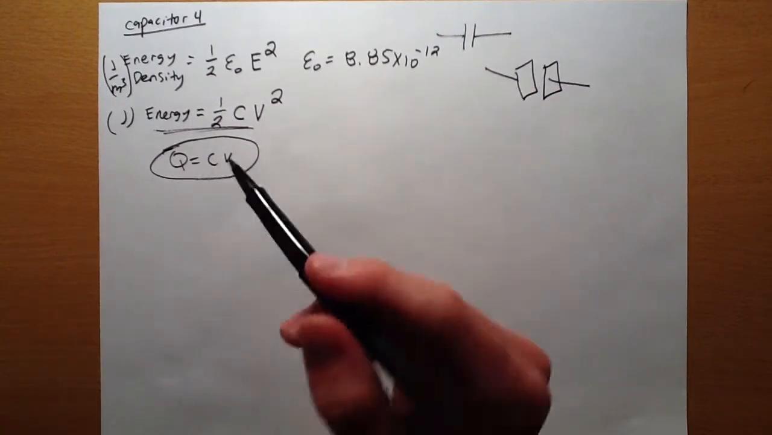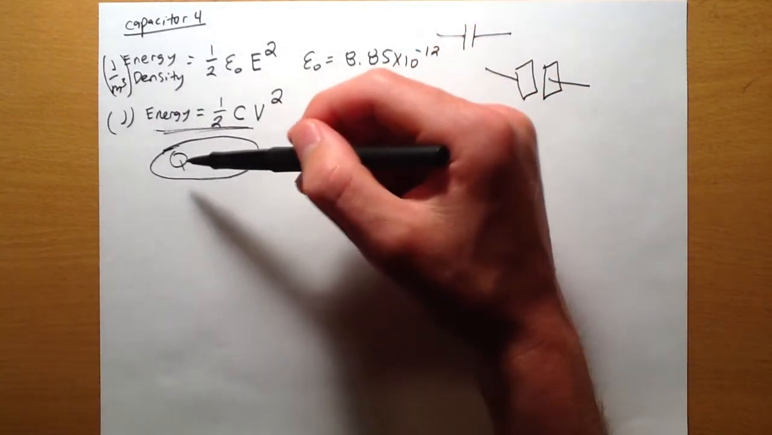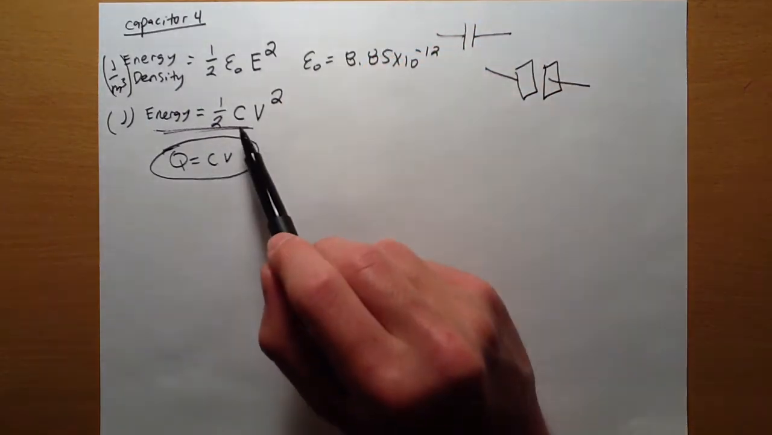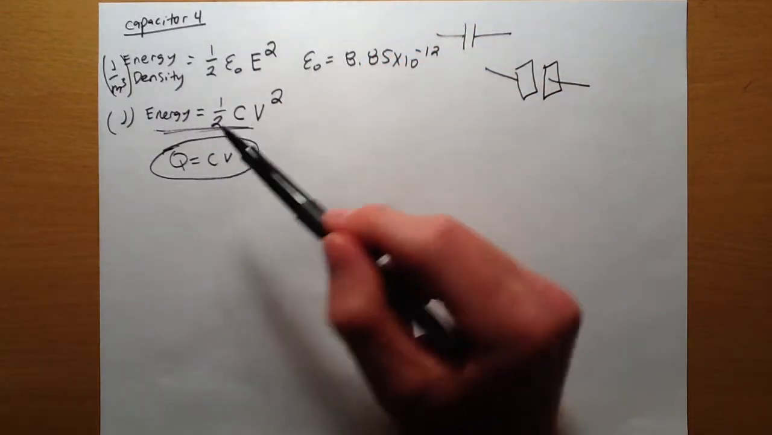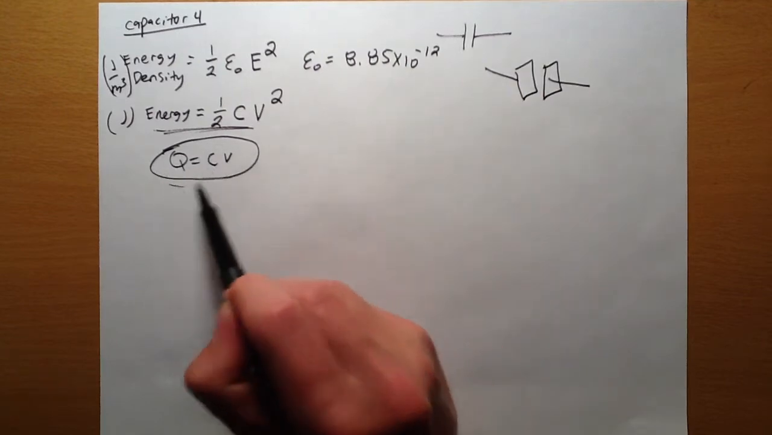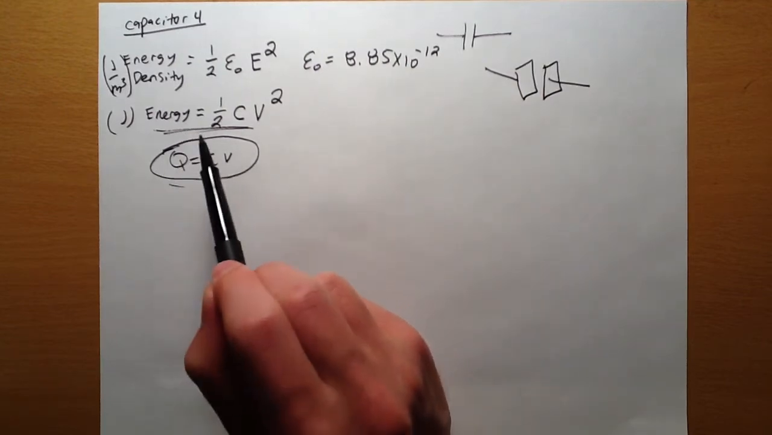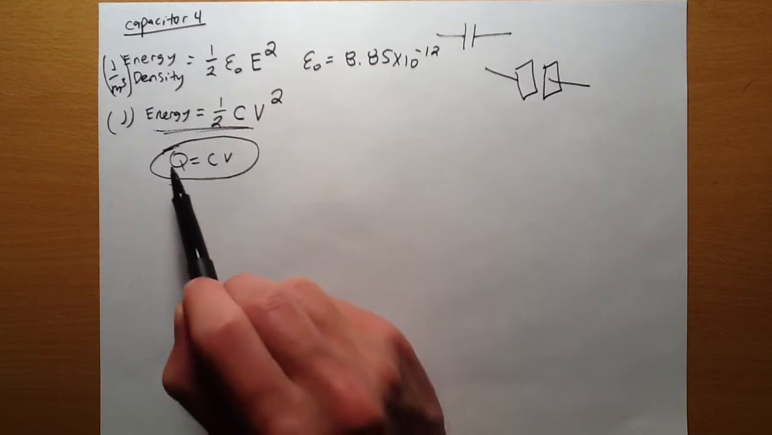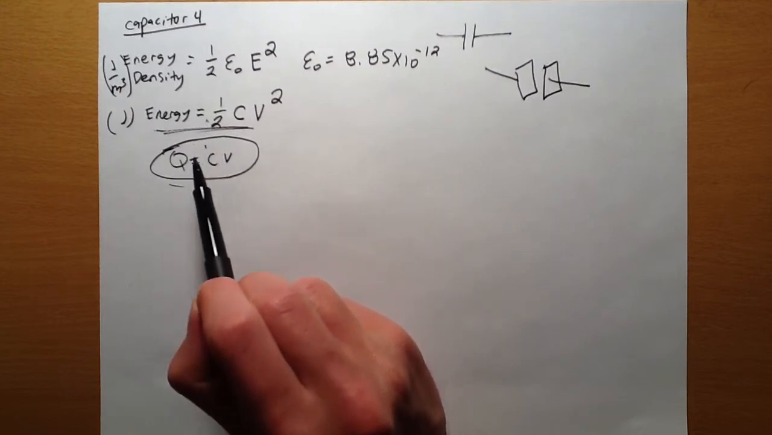So let's say you just have charge and voltage. You can solve this equation not knowing C because you solve for C in this equation. So I'm not going to give you all the energy equations, but I'm going to let you know that using these two equations you can derive all of them.